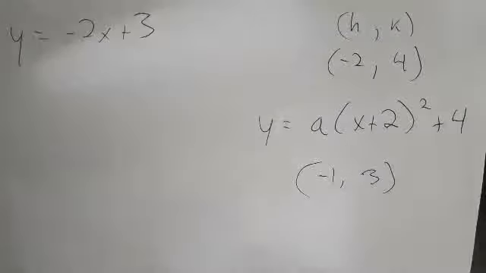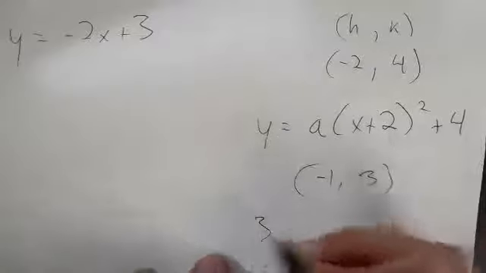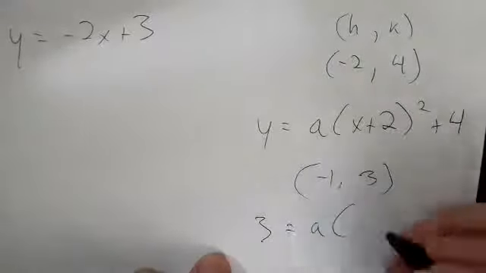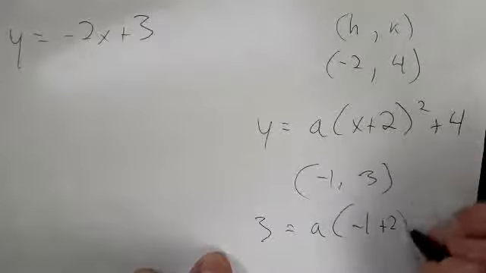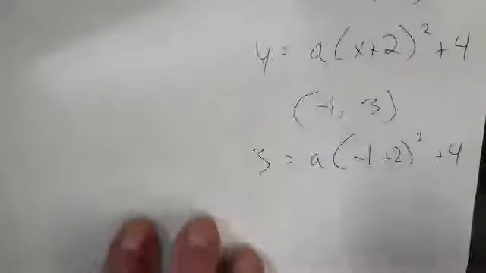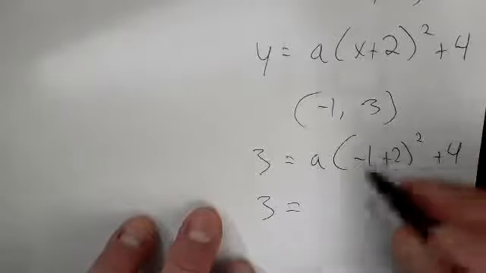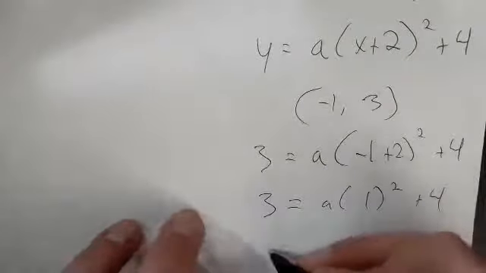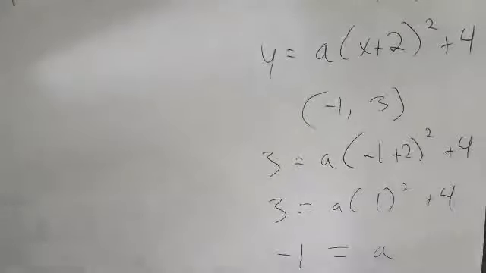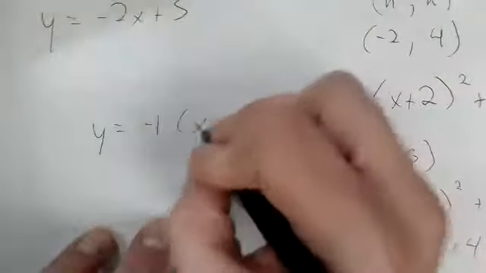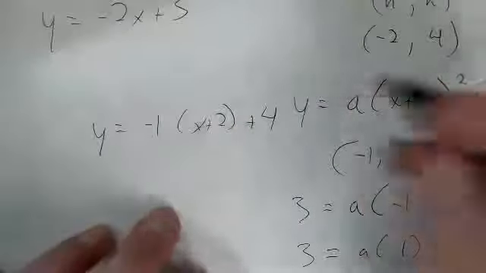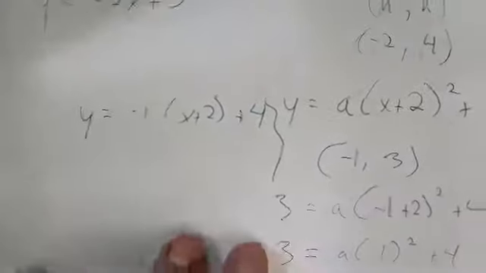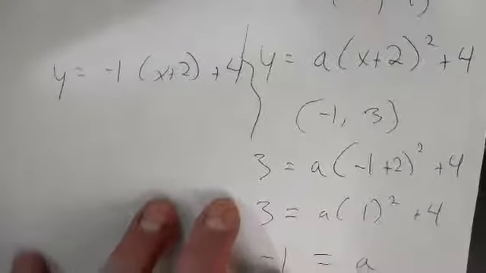So I almost have my equation, I just need to solve for A. 3 is my y. A is the thing I want to solve for. X is minus 1. And we have plus 4. This is 3. This is 2 minus 1 is 1 squared. A and 1 squared plus 4. And if I subtract 4, this is going to give me 1 is equal to A. Or a is equal to minus 1. So now I'm taking this. I say y equals a minus 1, x plus 2 squared plus 4. I'm plugging that negative 1 back in for the a.